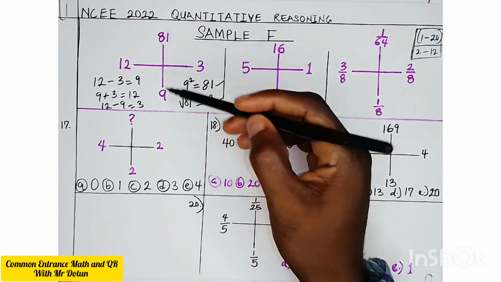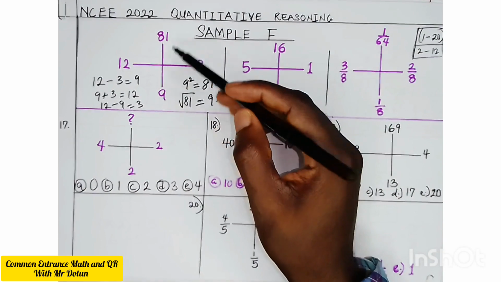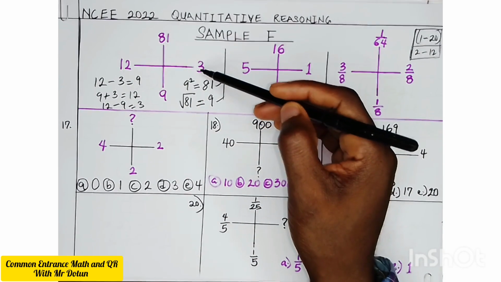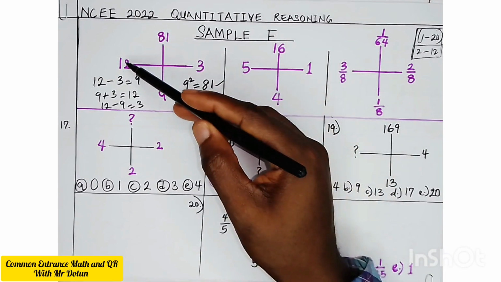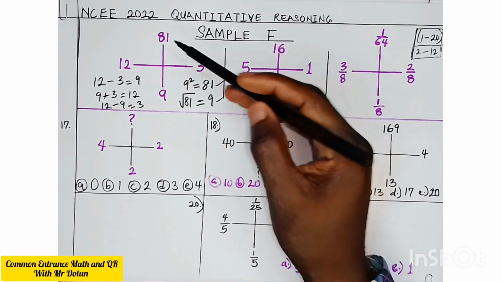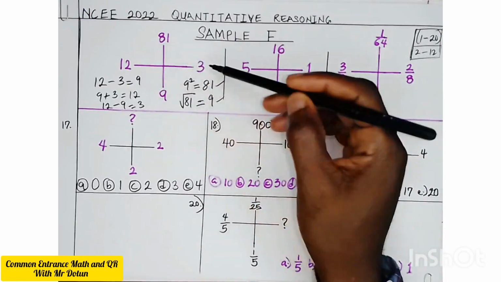To get 81, we do the square of this. To get this, we do the square root of 81, or we just subtract 12 minus 3. So under exam situation, I will just subtract. I will just do my 12 minus 3, instead of looking for the square root of 81. So this is simpler and faster.